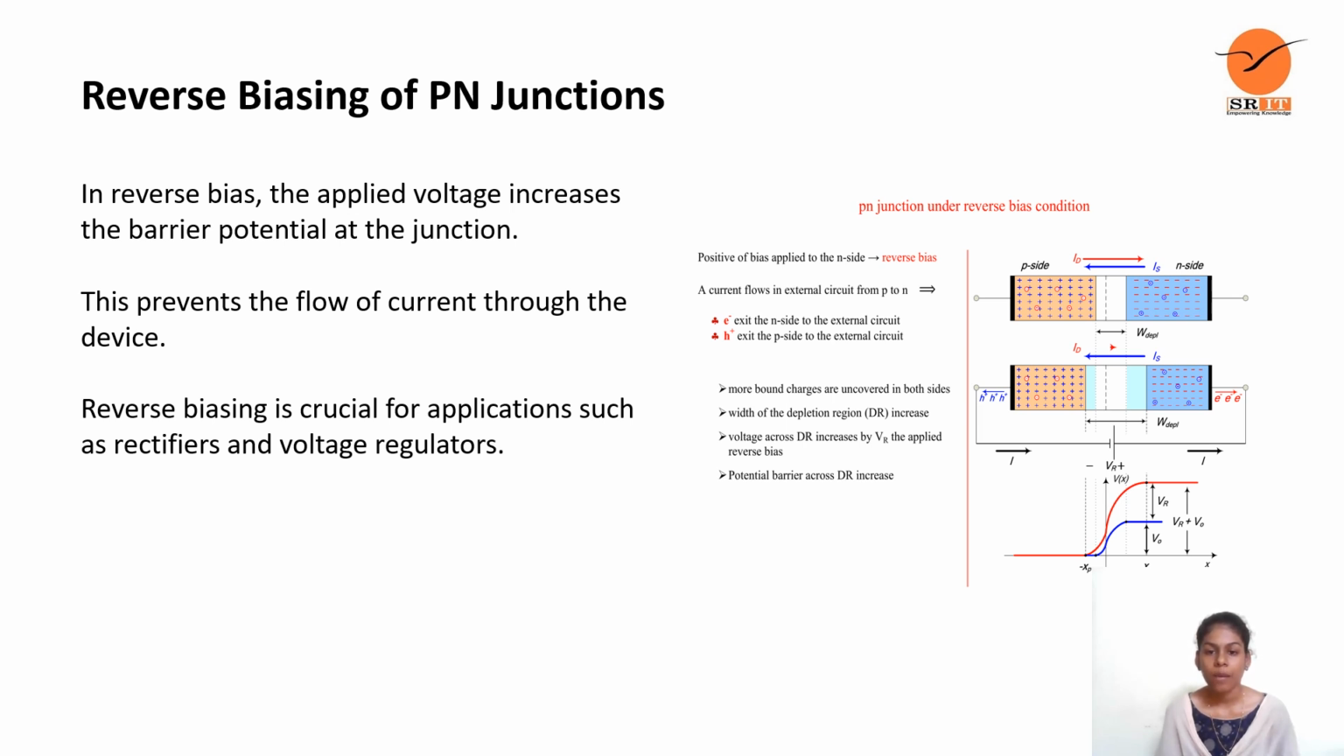Positive bias applied to the n side is reverse bias. A current flows in the external circuit from P to N. E exits the N side to the external circuit and H exits the P side to the external circuit. And have a look here. More bound charges are uncovered on both sides. The width of the depletion region, also called DR, increases. Voltage across DR increases by VR, the applied reverse bias. The potential barrier across DR increases.